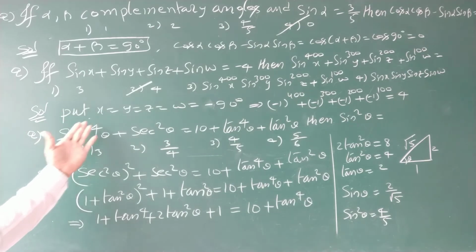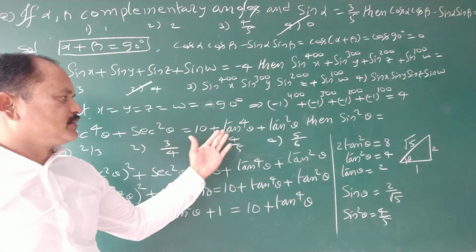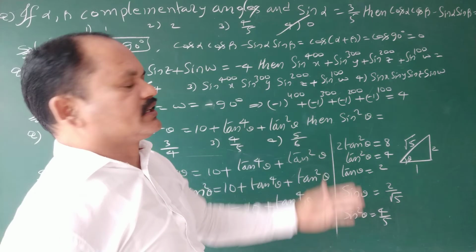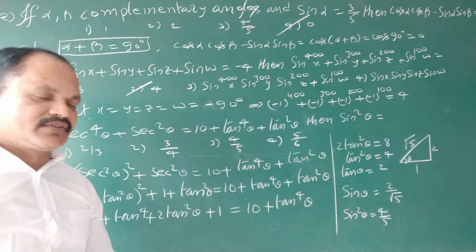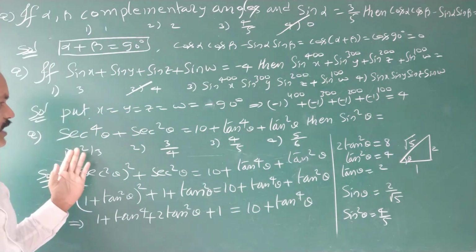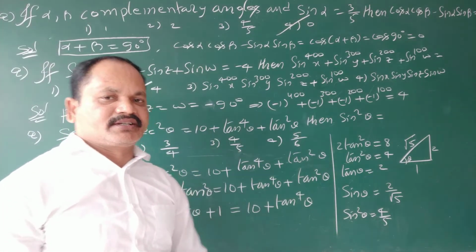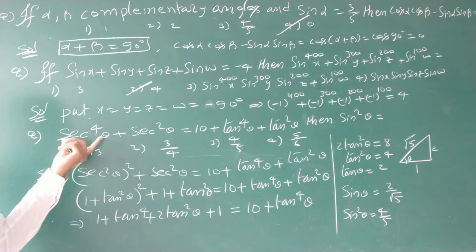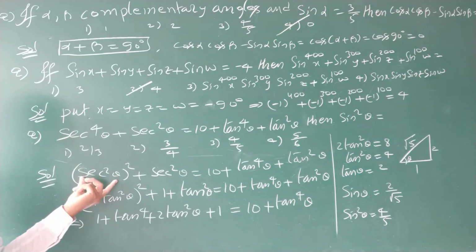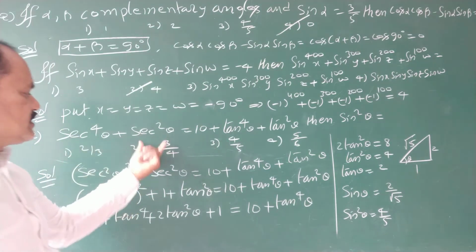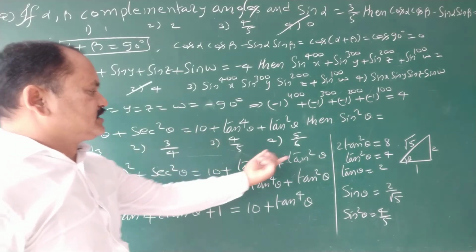Secant power 4 theta plus secant square theta is equal to 10 plus tan power 4 theta plus tan square theta, then sin square theta is equal to. Options are given: 2 by 3, 3 by 4, 4 by 5 and 5 by 6. Now observe, here secant power 4 theta is nothing but secant square theta whole square. This is secant square theta. Now as it is we can write.